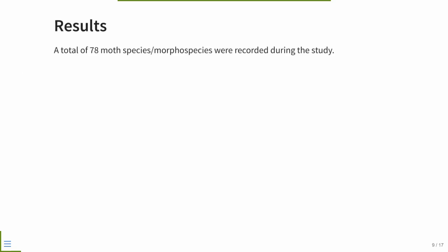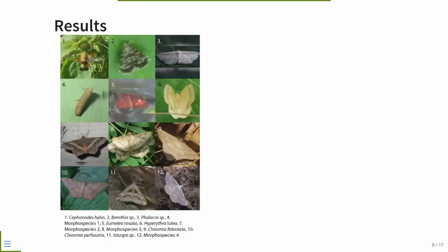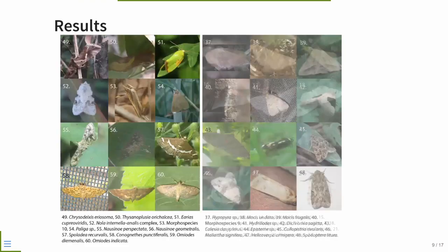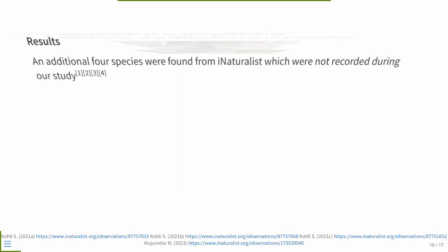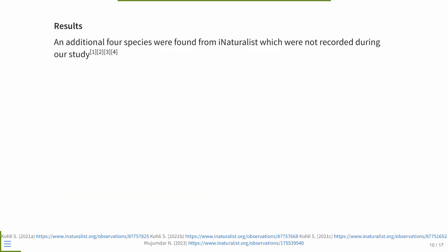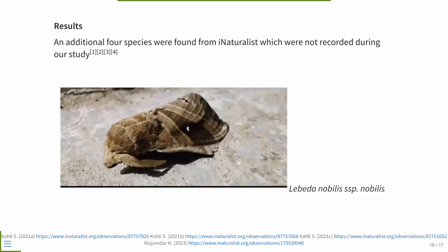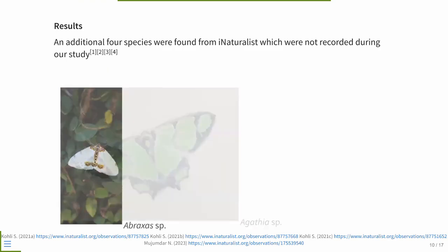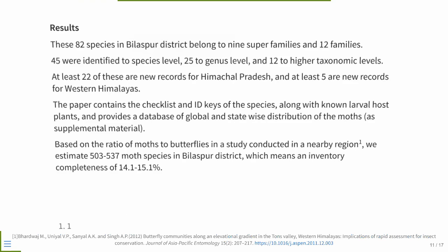So a total of 78 moth species were recorded during the study. And these are the image plates of all the species. Interestingly, an additional 4 species were found from iNaturalist, which were not recorded during our study. These are Lepidia nobilis, Caesara, Abraxas, and Acadia.